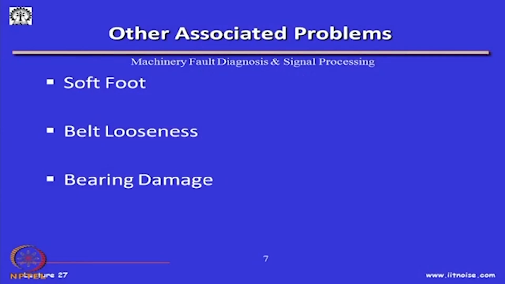So, associated problems like I told you, soft foot, belt looseness and bearing damages may occur. If these loose components go undetected, they will give excessive forces onto the bearings and then there will be a problem. Okay. Bearings will eventually get damaged. So, one leads to another, and that is the most important thing in condition monitoring. If you are not careful the very first time, the disease may develop into a more severe disease and it will be difficult for somebody to diagnose.